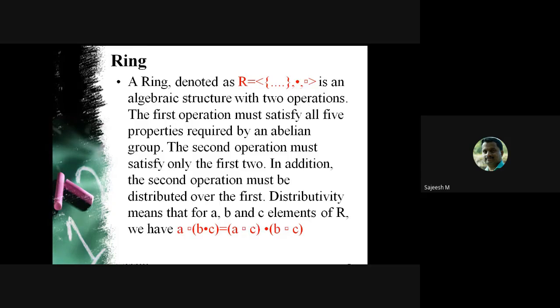First there is a set and two operations, and if it satisfies certain criteria, then we can say it is a ring. The properties are: the first operation must satisfy all the properties required by an abelian group, the second operation must satisfy only the first two, and the second operation must also satisfy distributivity. We can represent this like this: if A, B and C are elements of R, and the set and operations satisfy these, then we can say it is a ring.